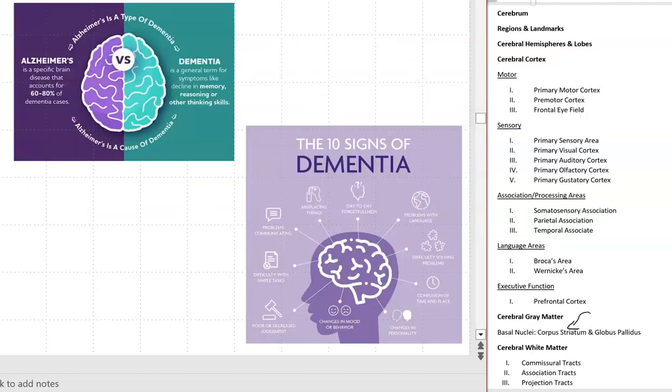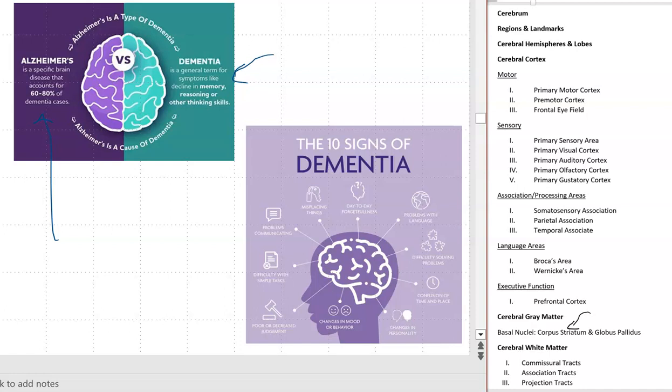Now, dementia is kind of a generic term that basically means it's a disorder in the brain. So you're starting to have issues with memory, reasoning, thinking. The number one cause of dementia is Alzheimer's, definitely, but you can have dementia from other causes.